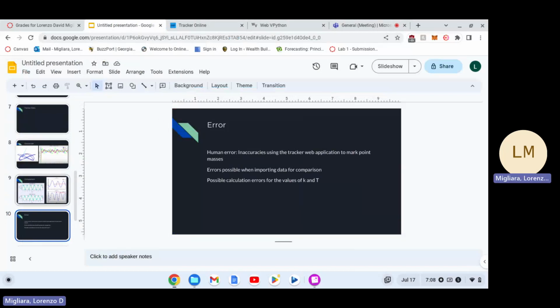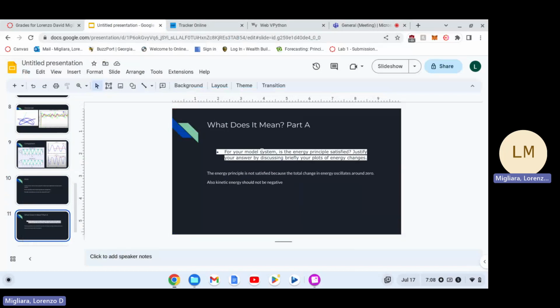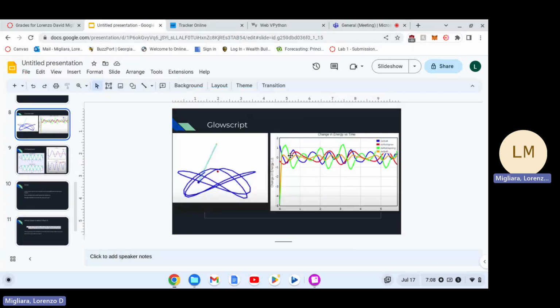But let's continue on. Okay, what does it all mean? So for your model system, is the energy principle satisfied? Justify your answer by discussing briefly your plots of energy changes. So the energy principle is not satisfied because the total change in energy oscillates around zero, as you can see here in this graph up here. You've got the total energy shown by delta E here. So this is the change in total energy. And also, if you add up the potential and the kinetic energies, it would equal the total energy.